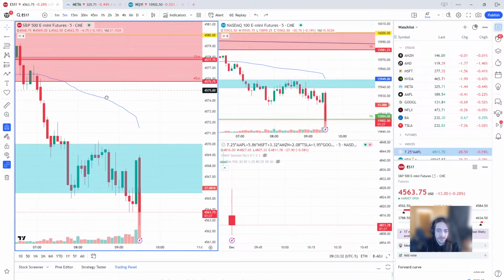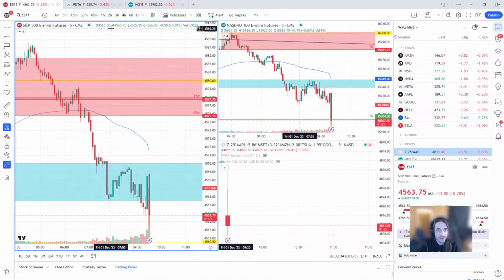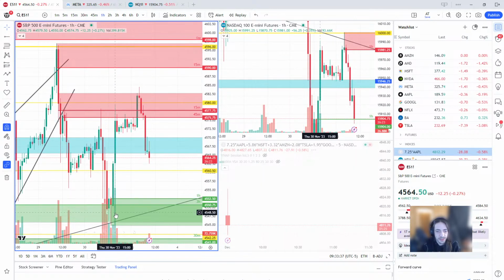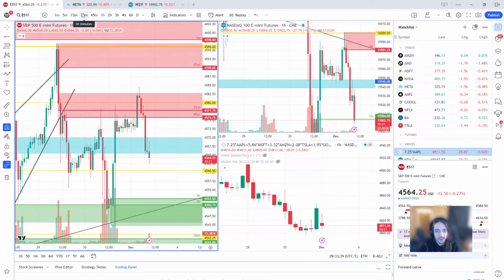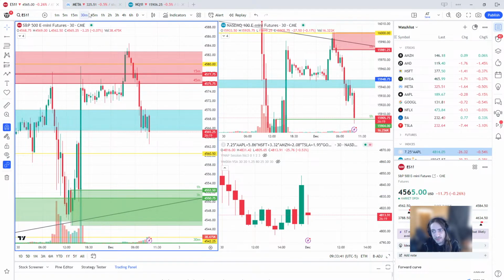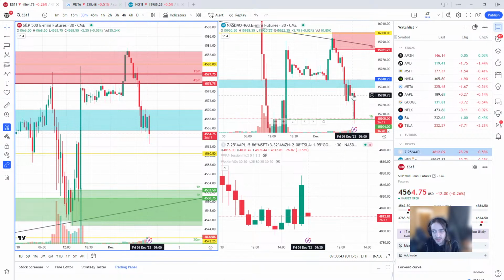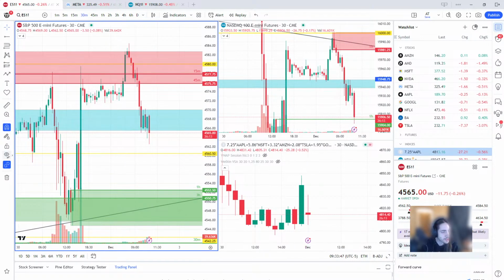Waiting for a reaction off this demand zone. Not jumping the gun on any trades yet. Where's ES at? ES has time before it makes a demand zone too. And if I'm looking at the 30 minute, it looks very bearish. We created a supply zone up here if we want to continue to the downside.